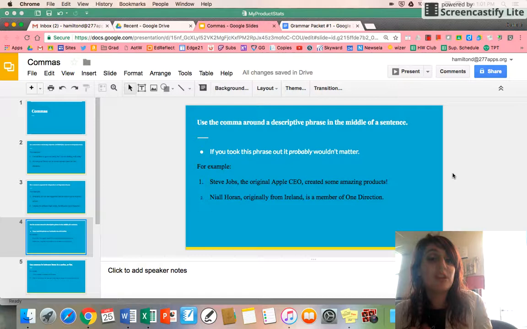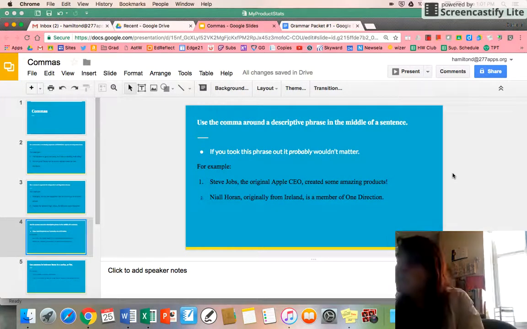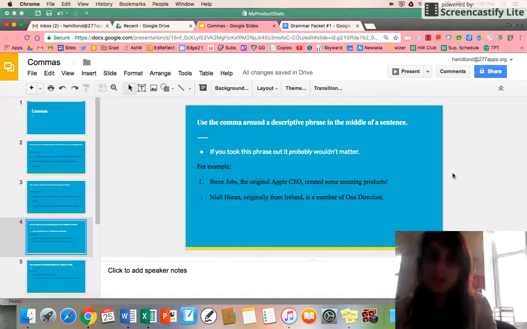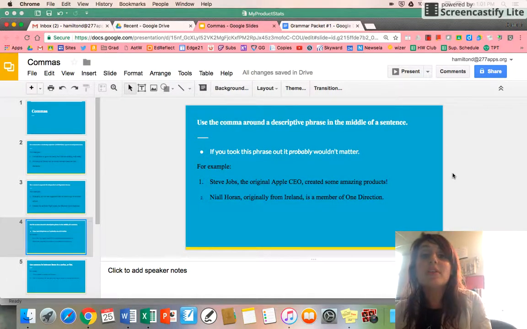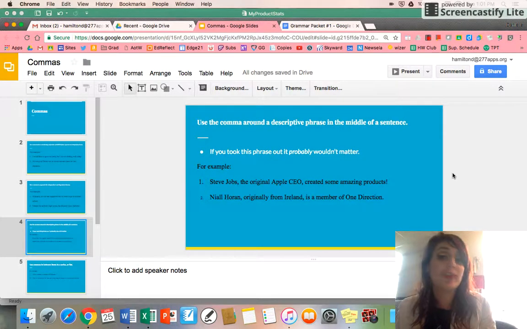So Steve Jobs, the original Apple CEO, created some amazing products. Again, that's totally supplemental. It's not necessary. It doesn't change the meaning of the sentence. If we took that out, it would not change the meaning of the sentence. Niall Horan, originally from Ireland, is a member of One Direction. Again, we don't need to add that he's originally from Ireland because it doesn't change the meaning of the sentence. He still is a member of One Direction.